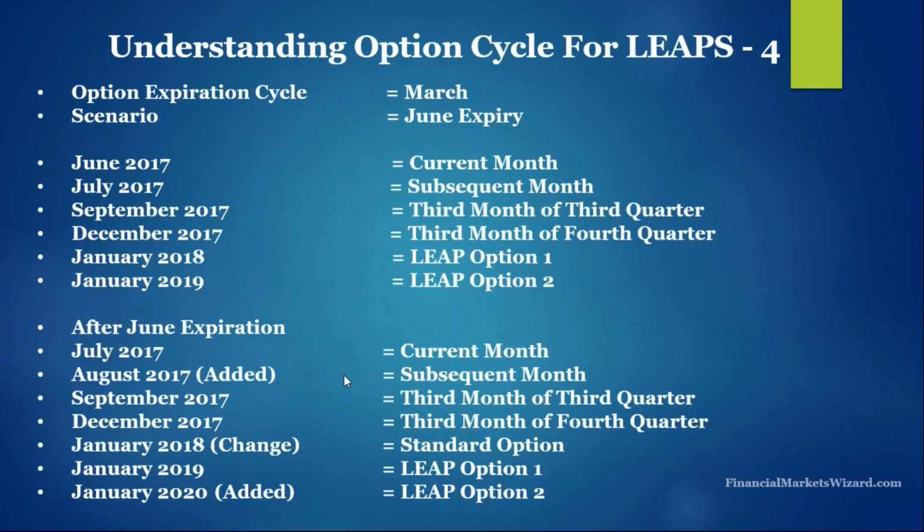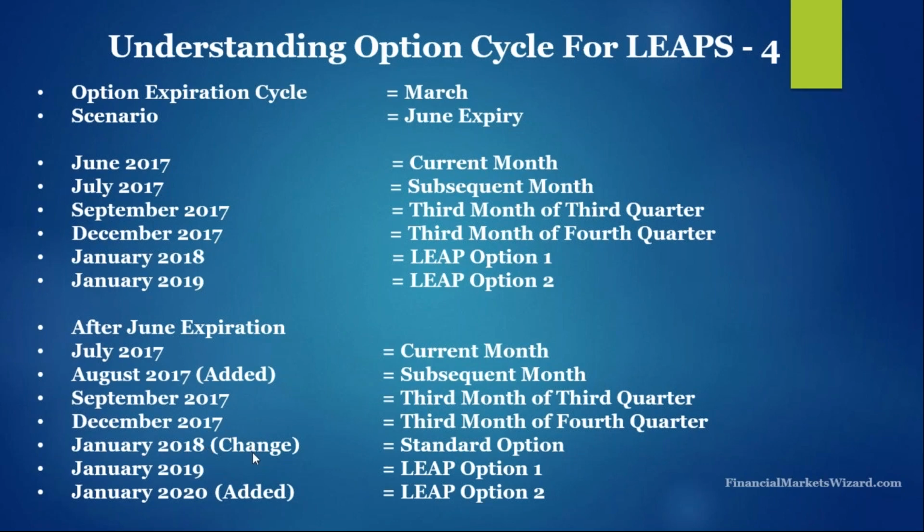Okay. So after June expiry, what will happen? July, because June expires, so July will become the current month. And then August will be added because we always need a subsequent month. Current month and subsequent we always need. So as soon as June expires, we already have July. They will insert August as a subsequent month. We have September and December. They are not going anywhere.